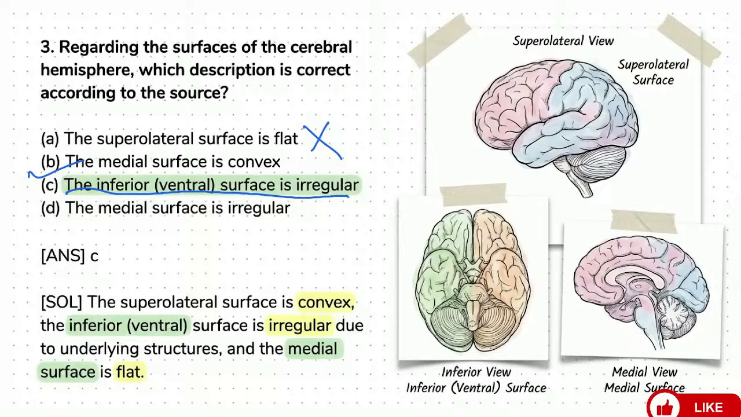Inferior means this surface of the brain. It is irregular. The superolateral surface is convex. The inferior ventral surface is irregular due to the underlying structures, and the medial surface is flat actually. If you see, this is the medial surface, and it is flat. The superolateral surface is convex, but the inferior ventral surface is irregular.